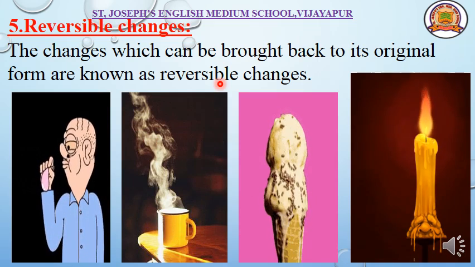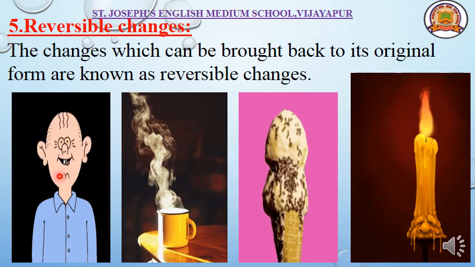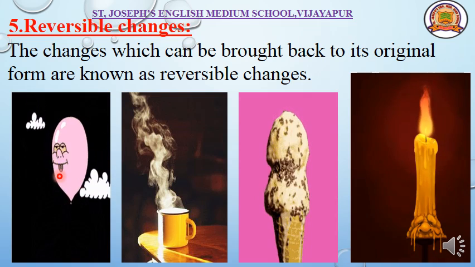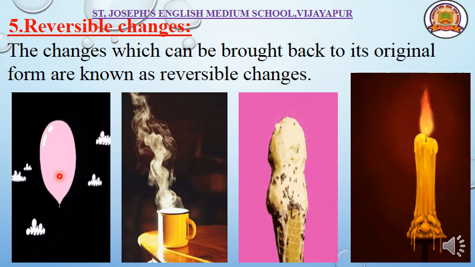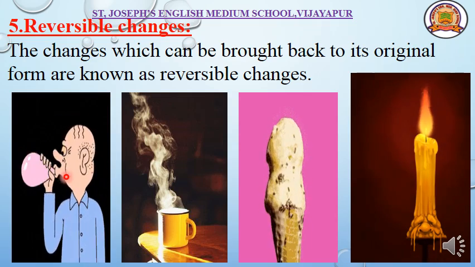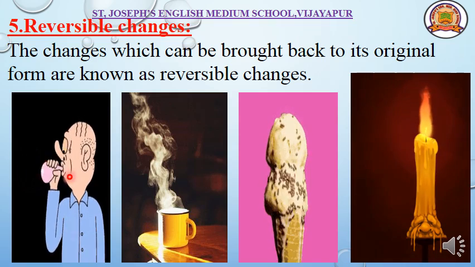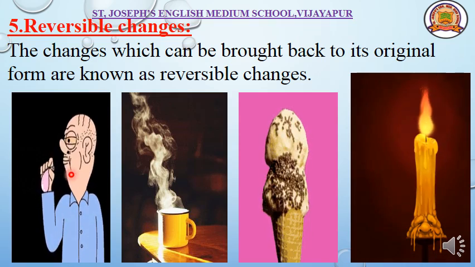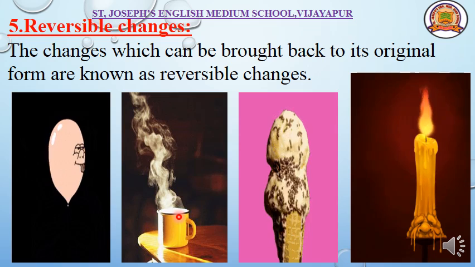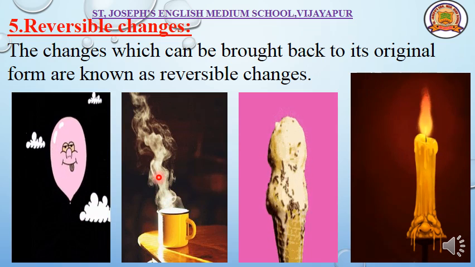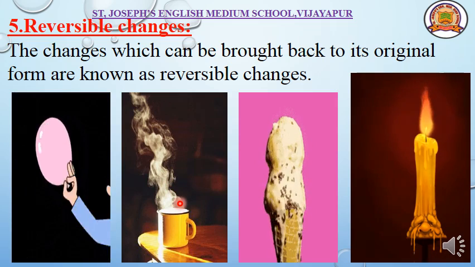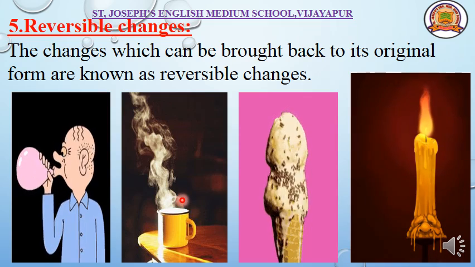Here you can see in these examples. First example is a person blowing a balloon. He blows the balloon, okay, it changes shape. When he removes the air from the balloon, it comes back to its original position. This is a reversible change. Whereas when we heat milk, it becomes hot milk. After a few minutes, the hot milk can again come back to the original form, meaning cold milk.